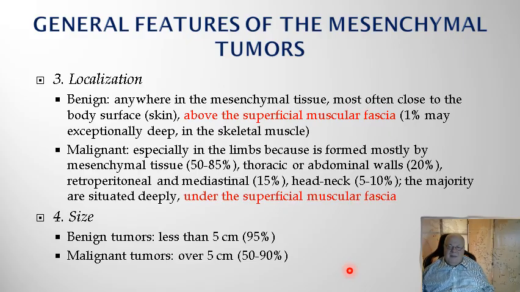For this reason, the superficial benign ones are much more easily discovered early, clinically. And at the moment of discovery, they are smaller than 5 centimeters in most cases. The malignant ones, being deeper, possibly located anywhere in the body, are discovered later, and for this reason they are more than 5 centimeters in diameter in most situations at the moment of diagnosis.